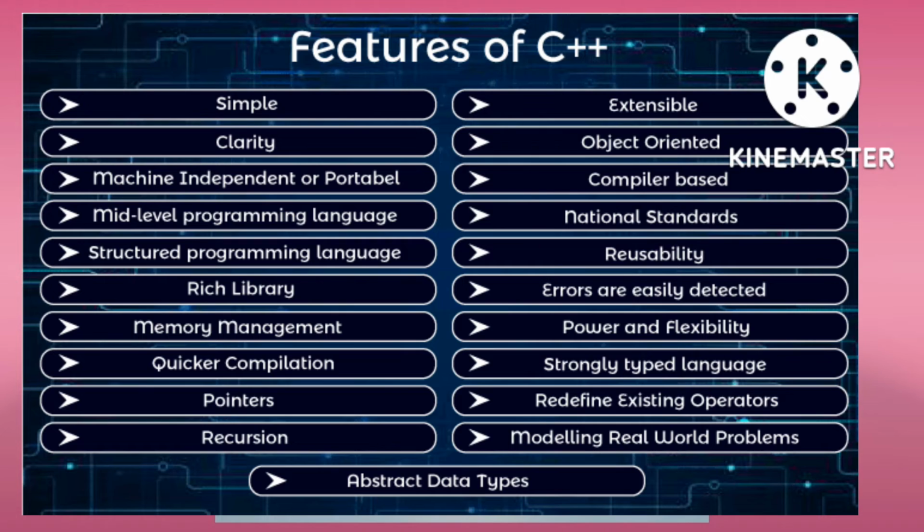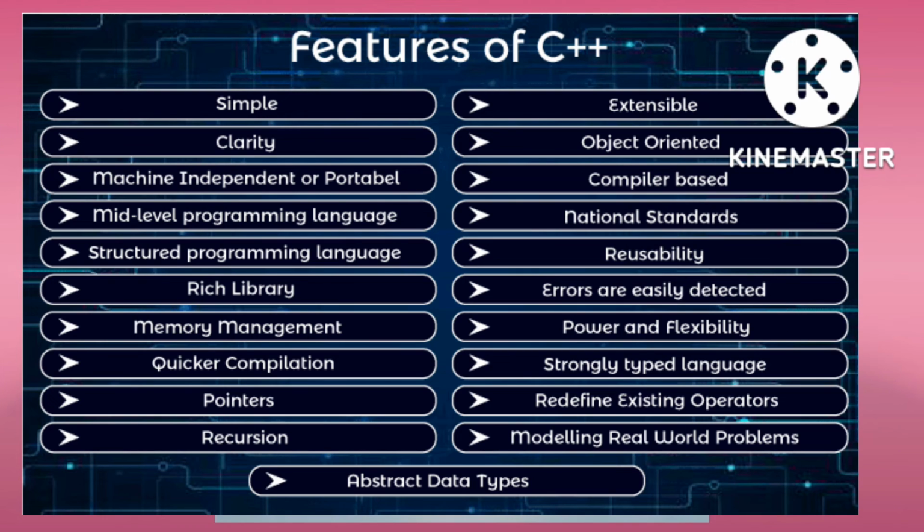Then it has national standards. We can reuse the code. That's why reusability is one of the features. Then errors are easily detected. In C++, errors are easily detected.